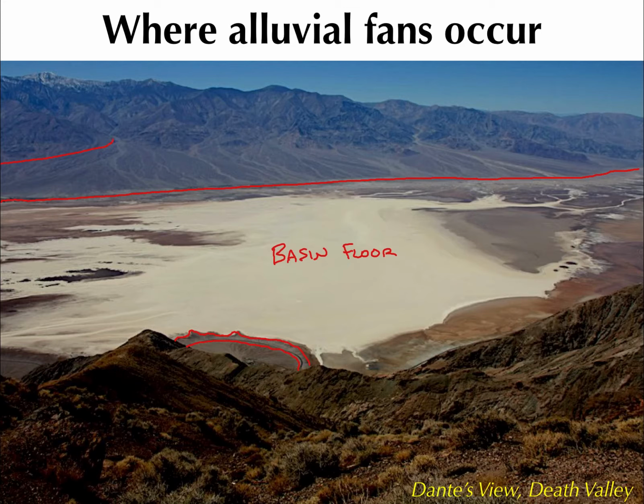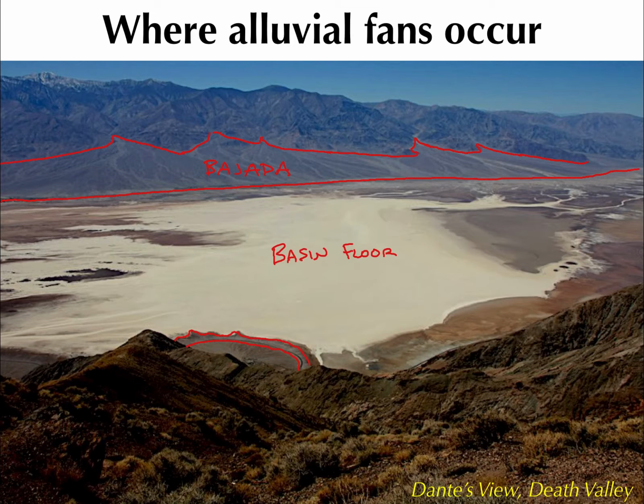And that slope has several feeder channels in it that are feeding individual alluvial fans. And those alluvial fans have grown so large that they have begun to coalesce along the mountain front, forming what's essentially an apron of debris on a fairly steep slope, and this is called a bajada.